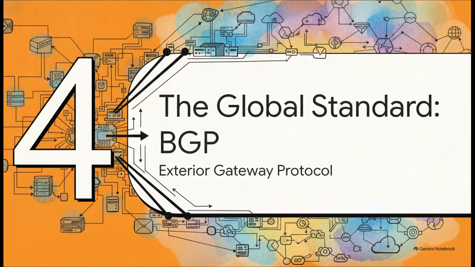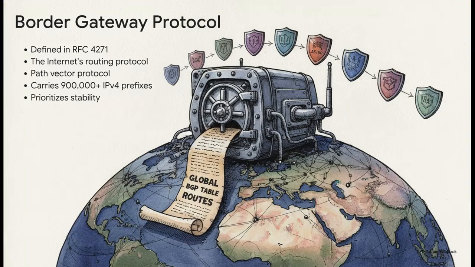Section 4, the global standard, BGP. So what happens when your traffic actually needs to leave your organization's internal map, exit your autonomous system, and head out into the wider world? That is exactly where Border Gateway Protocol, or BGP, steps in. BGP is literally the routing protocol of the internet itself. It makes global connectivity possible.